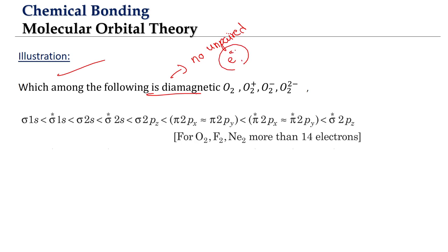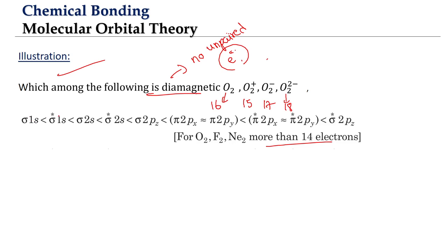For this, if you look at these species, O2 will have totally how many electrons? 16. O2 plus means from 16 we removed 1, 15. O2 minus means we added 1, it becomes 17. O2 2 minus means we added 2, it becomes 18. So all of them have more than 14 electrons.